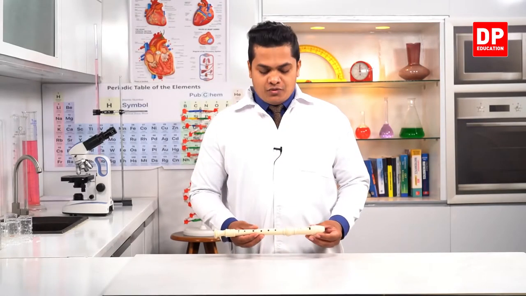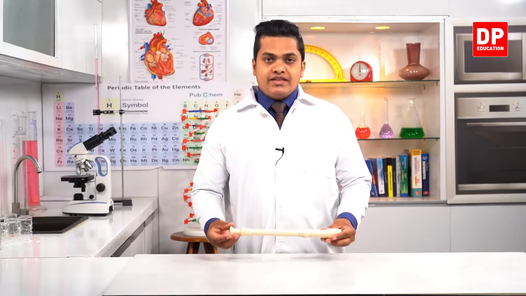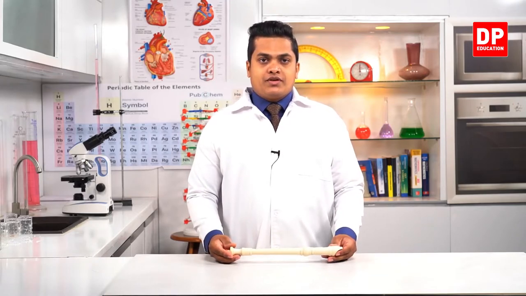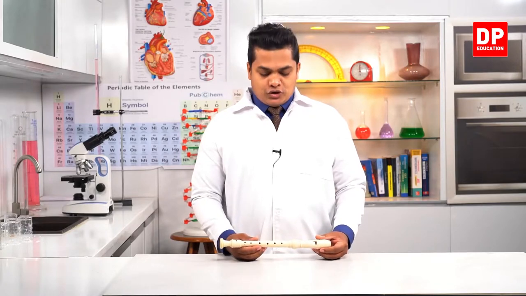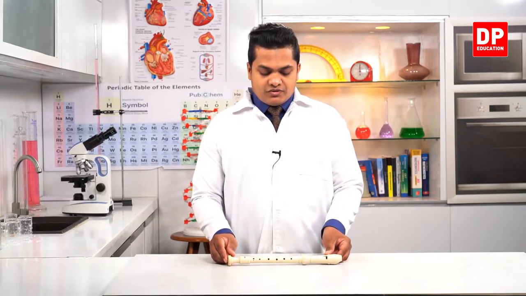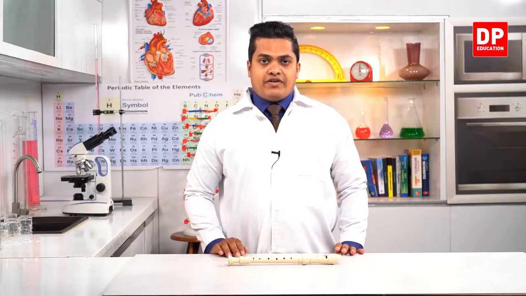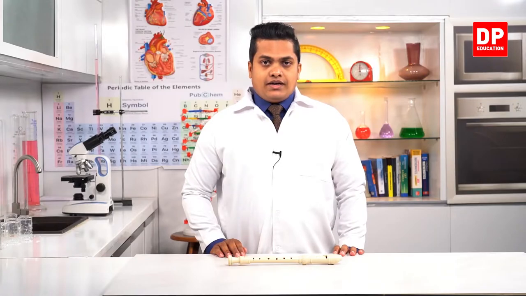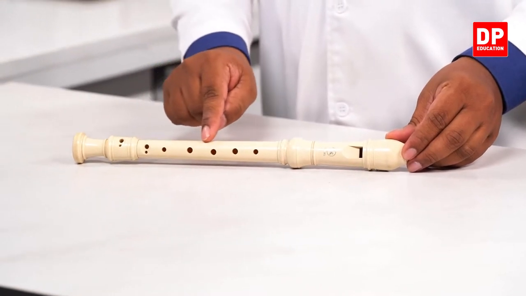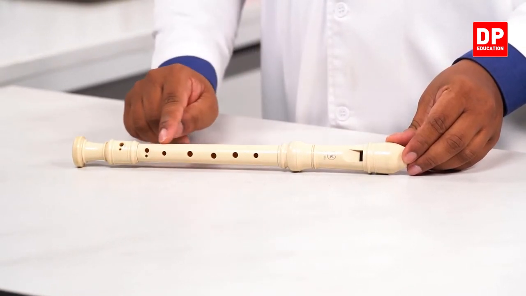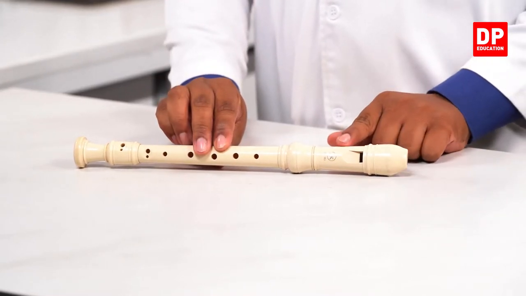Right, my dear children. Now, I have a flute with me. In this activity, we are going to observe how to change the frequency of this flute. You know that a flute is a musical instrument which generates sound by the vibration of air columns. In this flute, you can observe there are several holes. And this is a special type of flute.